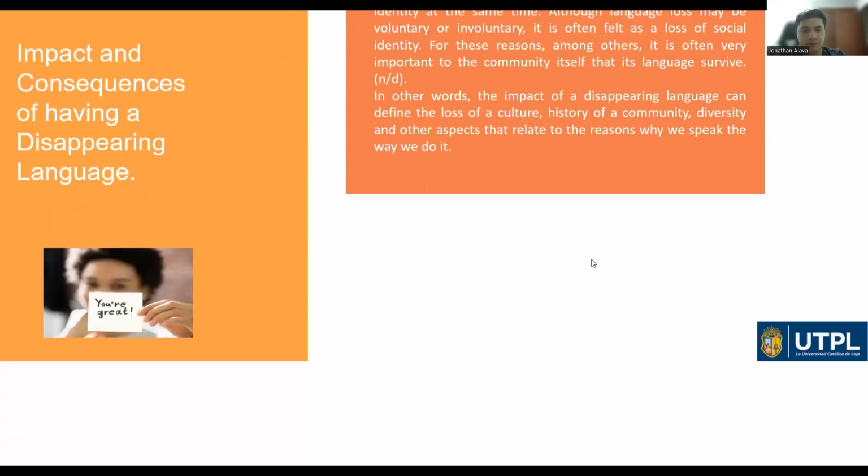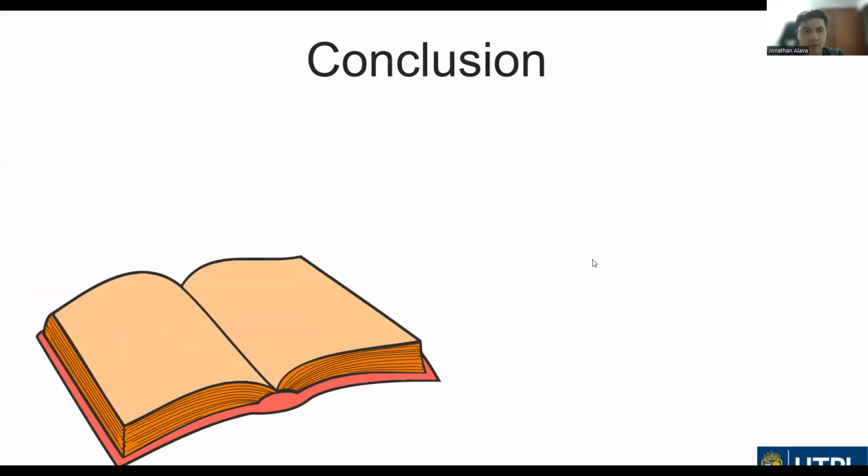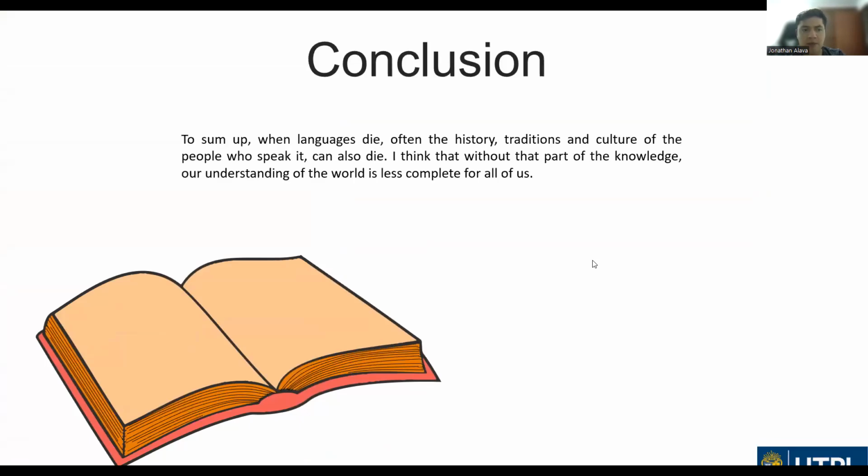Now, in conclusion, I would like just to mention the following. When languages die, often the history, traditions, and culture of the people who speak them can also die. I think that without a part of the knowledge, our understanding of the world is less complete for all of us.